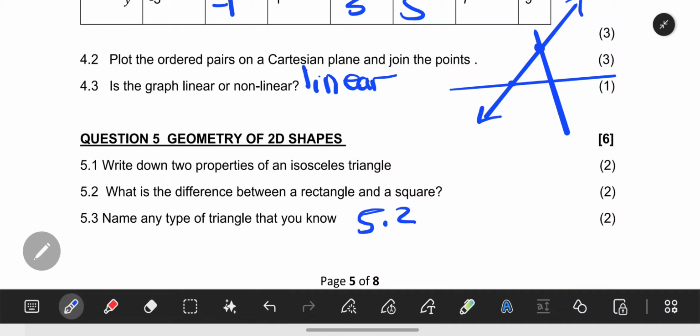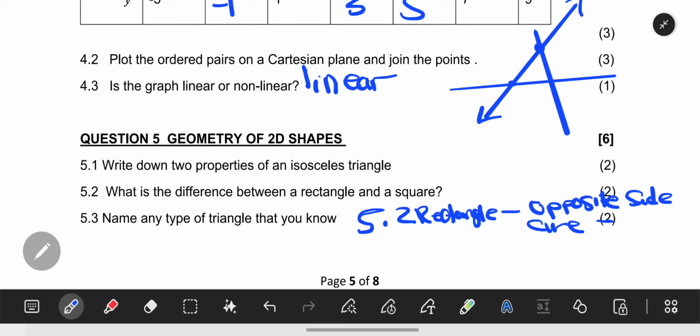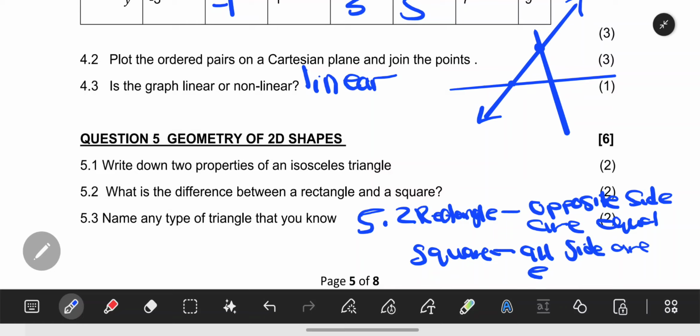5.2. It says, what is the difference between a rectangle and a square? We will start with the rectangle. In a rectangle, we're going to say opposite sides are equal. But in a square, we are going to say all sides are equal. Okay, and now let's move to 5.3.